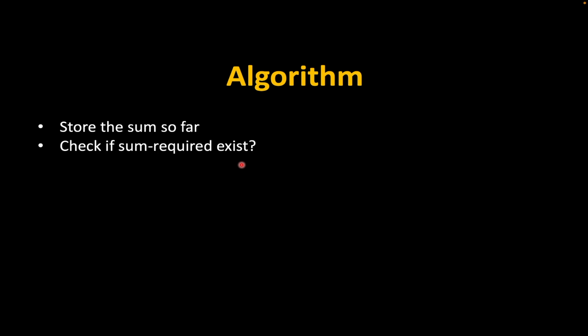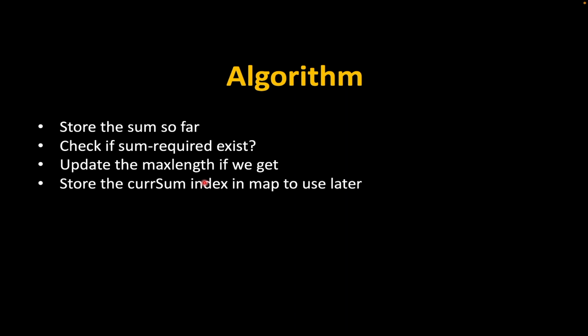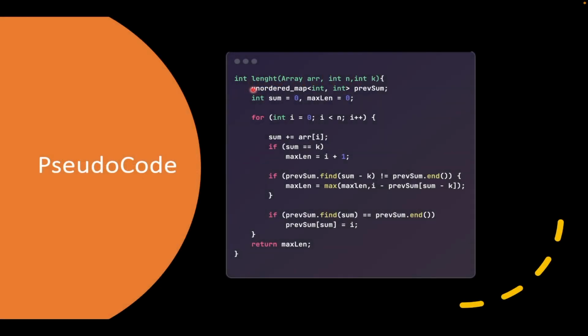So let's see the algorithm. The algorithm is kind of the same as the subarray sum k. We will store the sum so far. We will check if sum minus required exists, and then we will update the max length if we get a length which is greater, and then we also store the current sum so far with its index so that we can use it later. So here we have the function length, and ARR array, the size of the array, and a sum for which we need to find the length.